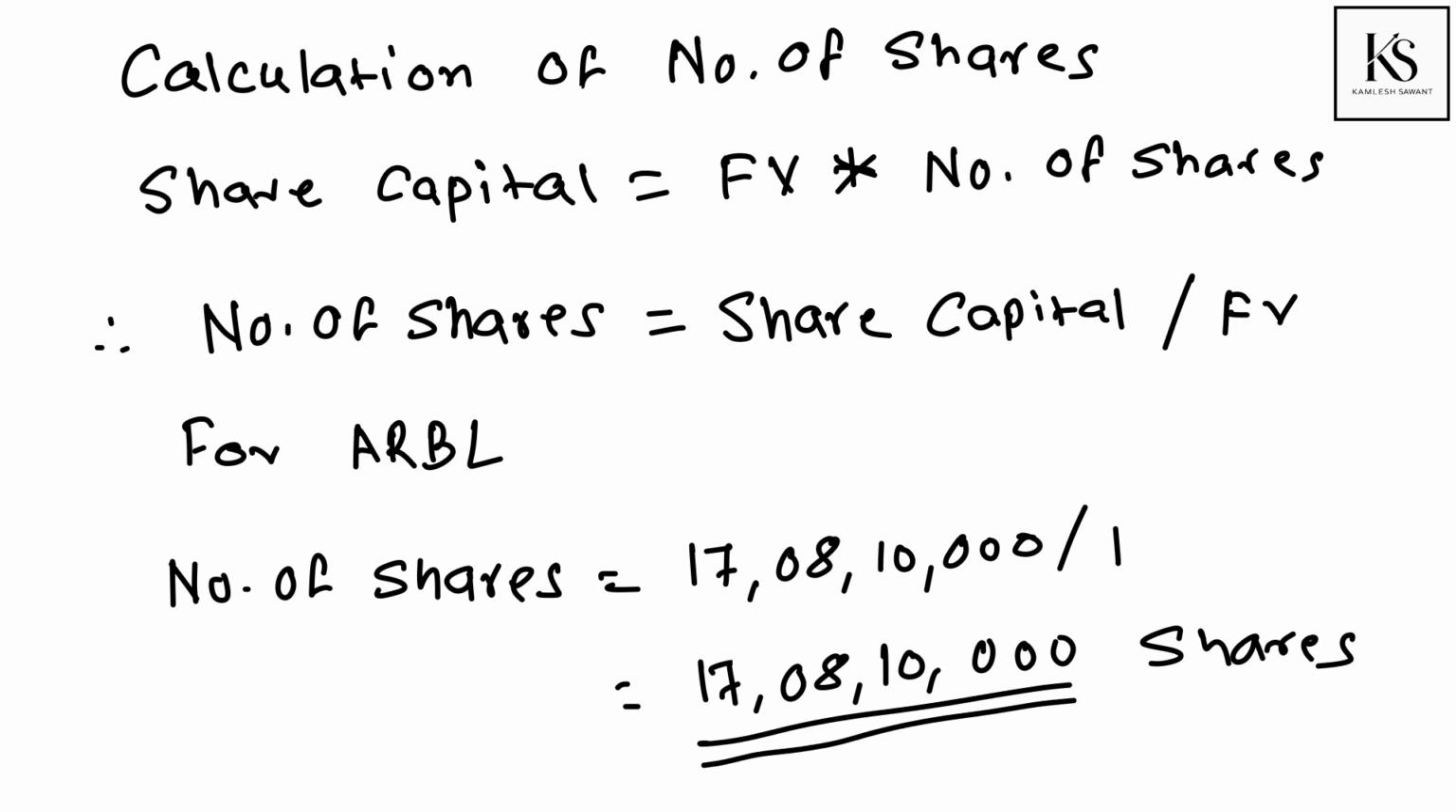We can use the FV and share capital value to calculate the number of shares outstanding. Share capital is equal to FV into number of shares. Therefore, number of shares of ARBL is equal to 17 crore 8 lakh 10,000 shares.